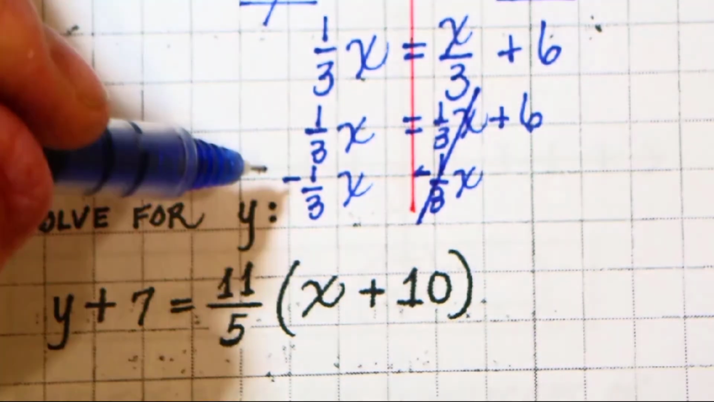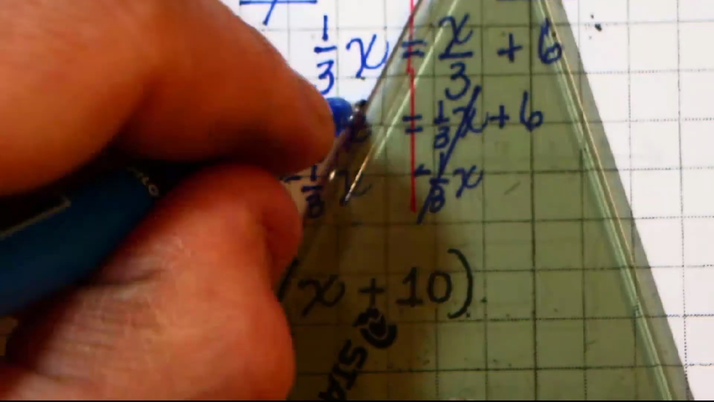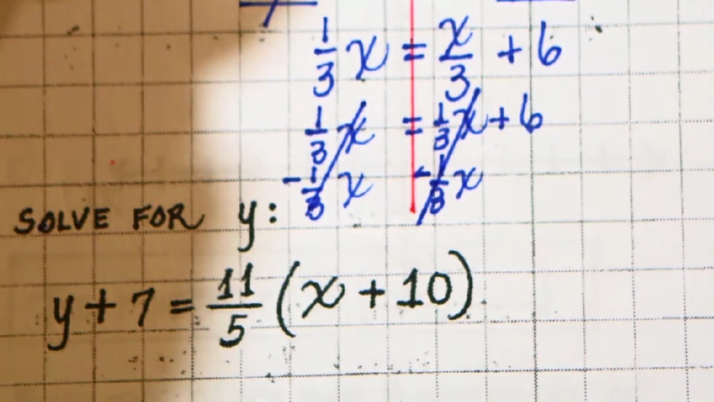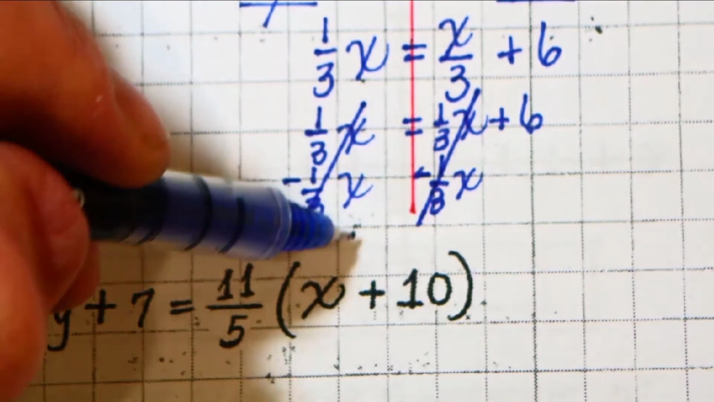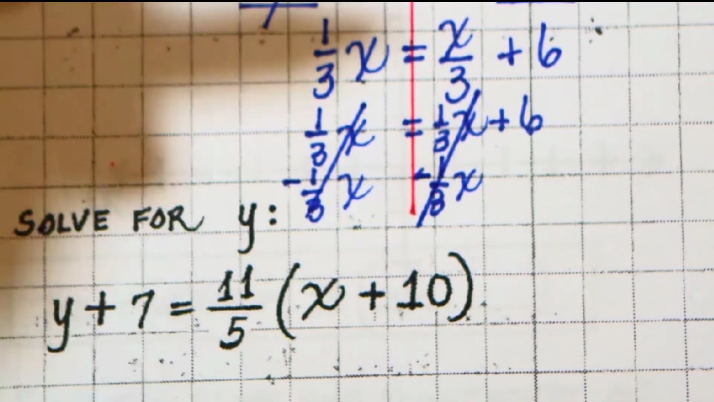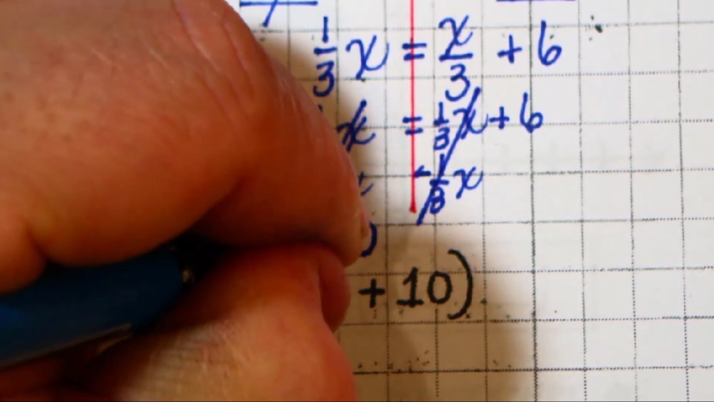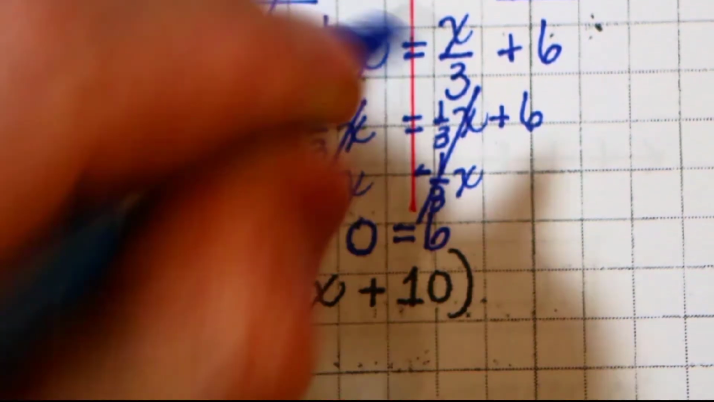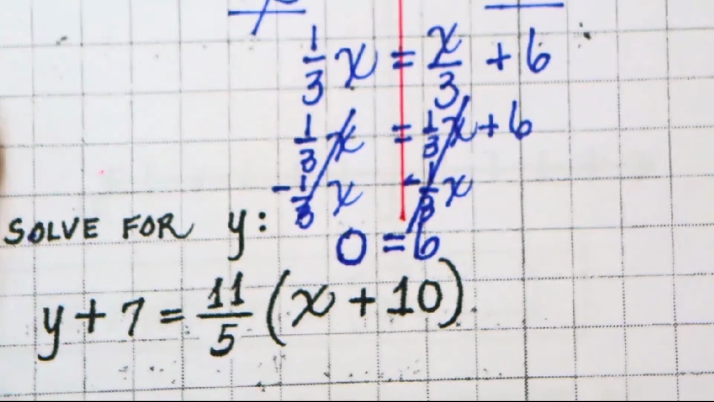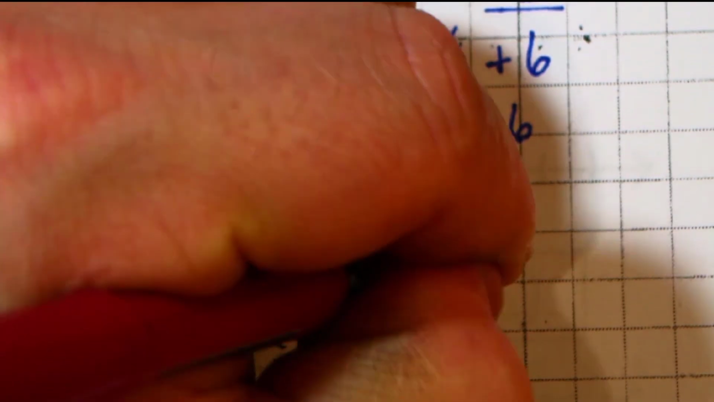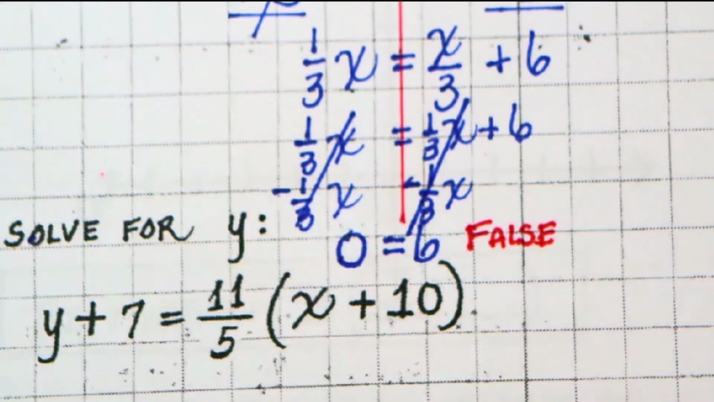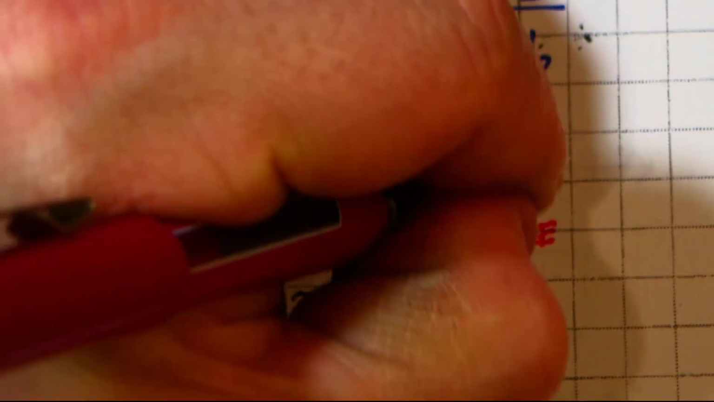Cancel. What happens here? Oh my gosh, they both cancel. What's left on the left side? Good job, Rudy. 0 equals 6. Thank you, Eduardo. It's time to ask the question, does 0 equal 6? No, therefore this is false. You have found a false statement. This must mean that there is, Eduardo, say it, no solution.